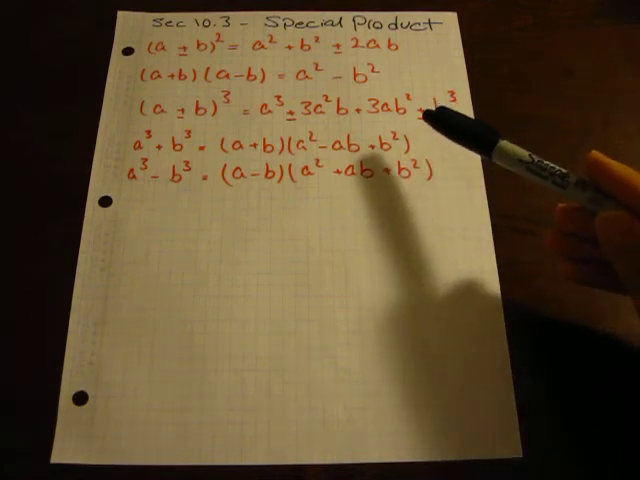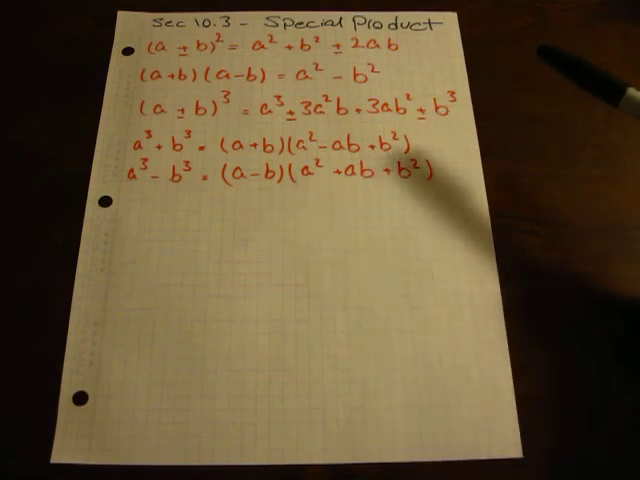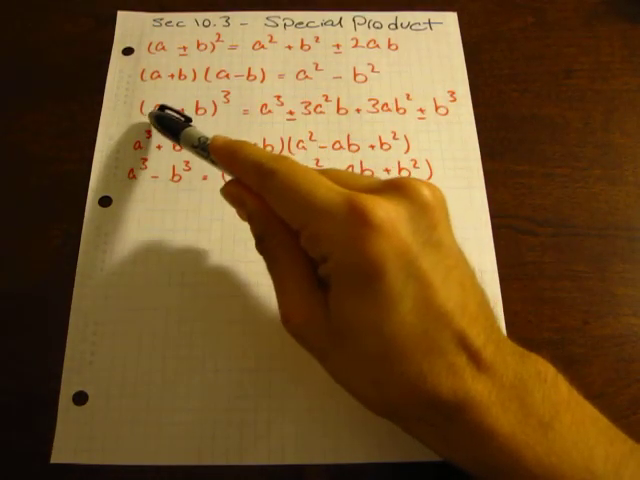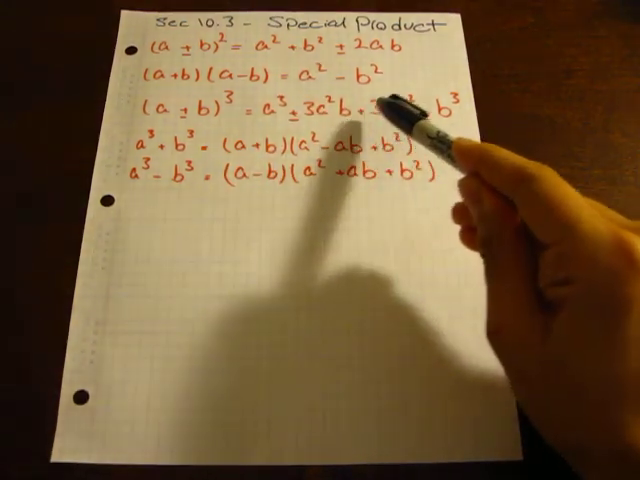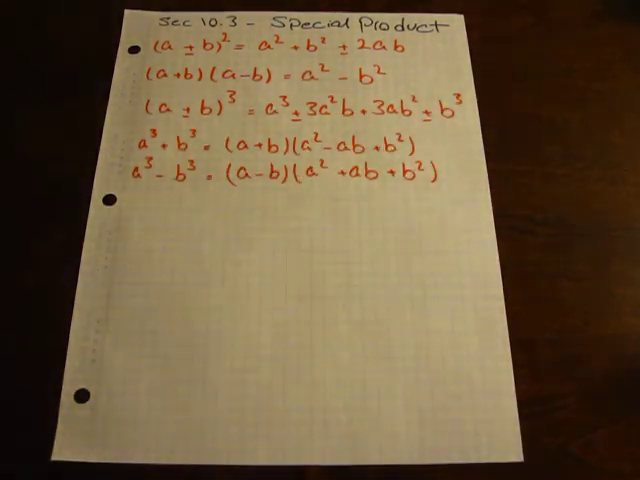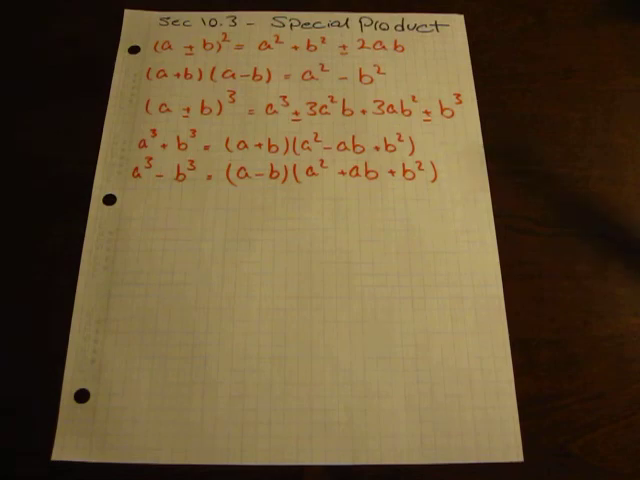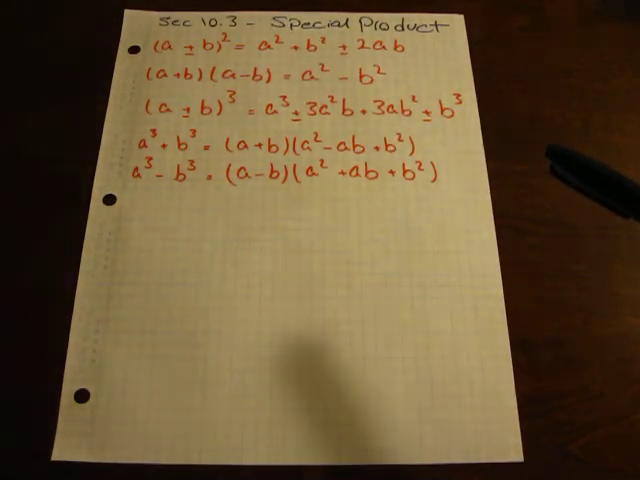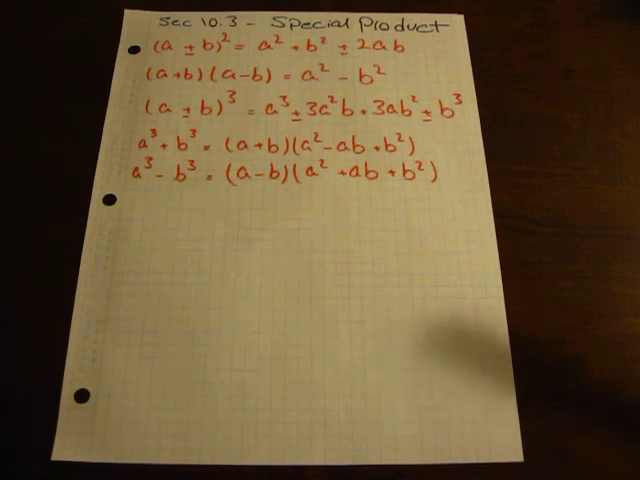The third one is a parenthesis to the power of 3. If the sign here is positive, all the signs here are going to be positive. So (a + b) to the power of 3 is going to be equal to a cubed plus 3a squared b plus 3ab squared plus b cubed. And if we change the sign from positive to negative, we're going to rewrite it as a cubed minus 3a squared b plus 3ab squared minus b cubed.